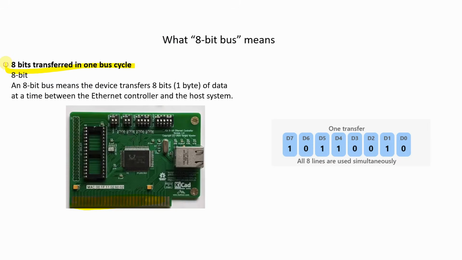So, in a cycle, you're going to transmit 8 particular bits. So an 8-bit bus means the device transfers 8 bits of data at a time between the Ethernet controller and the host system. This is how your data pins are going to look like. You're going to have a total of 8 pins, and the remaining pins are basically used for address.